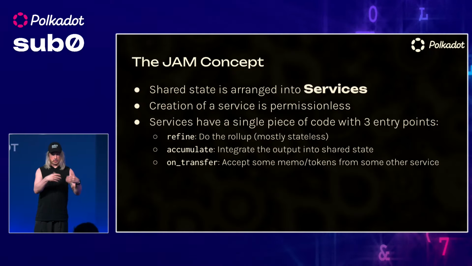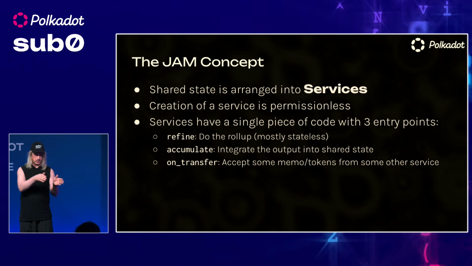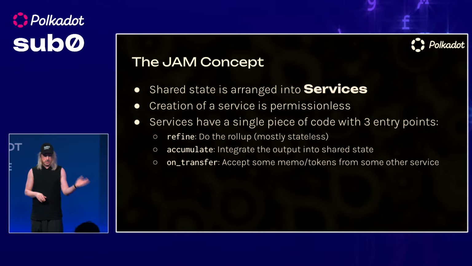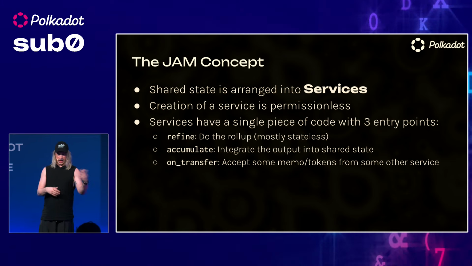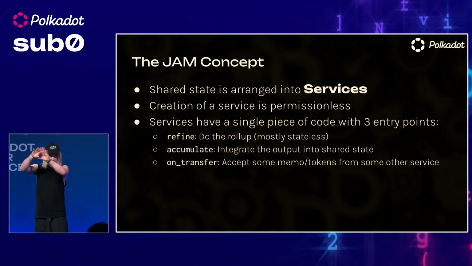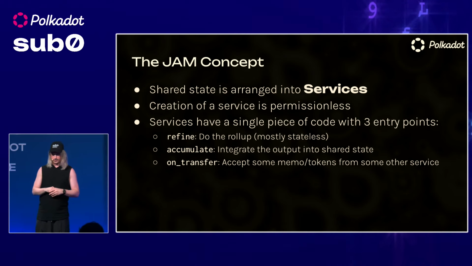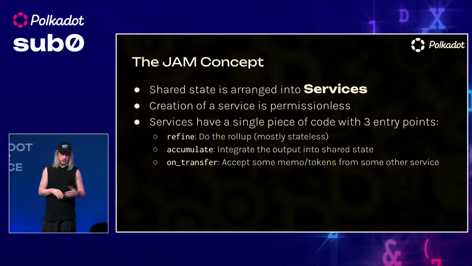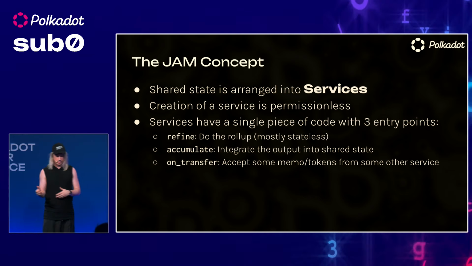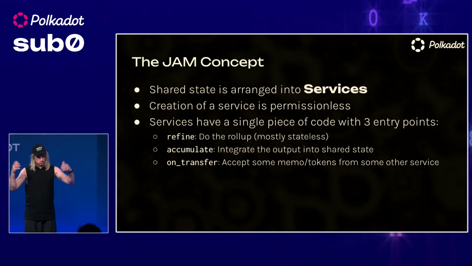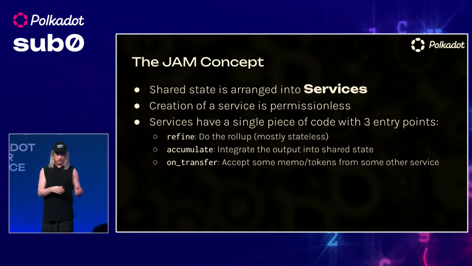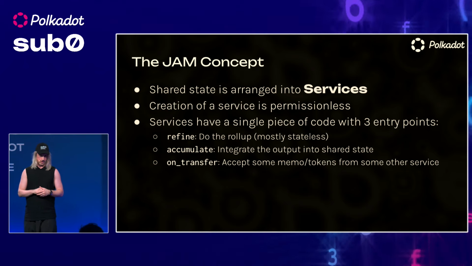Okay. So refine is the bit that does the mostly stateless computation. Right? This is the bit that defines the transformation for the rollup for this specific service. Accumulate is the thing that takes the output of that and folds it into the overall state of the service. And then on transfer, as you might imagine, handles things coming from other services.